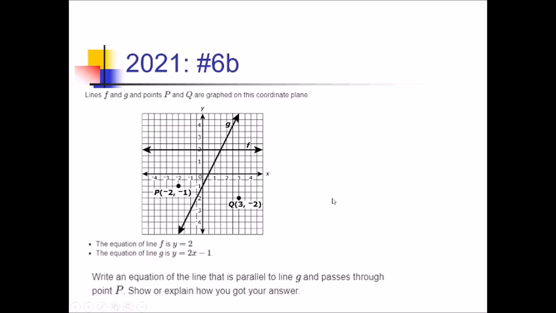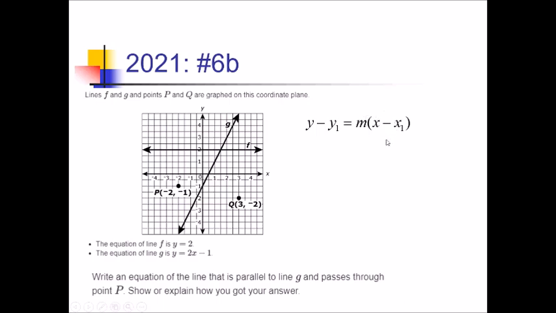For part B, they want us to write the equation of a line that's parallel to line G, this line here, and passes through point P, and then explain how we got the answer. So I think the easiest way to do this, since we're going through a point that is not the y-intercept, and the line that we're writing an equation for is not going to be just a vertical or horizontal line, I think we're going to want to use the point slope form of a line. So that would be y minus y1 equals m times x minus x1.